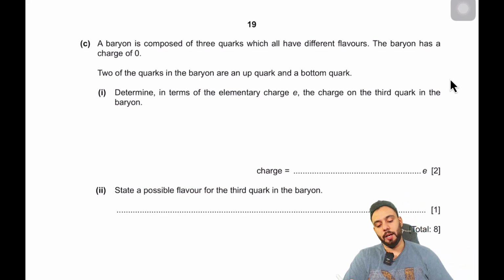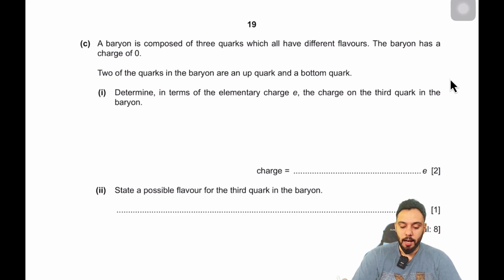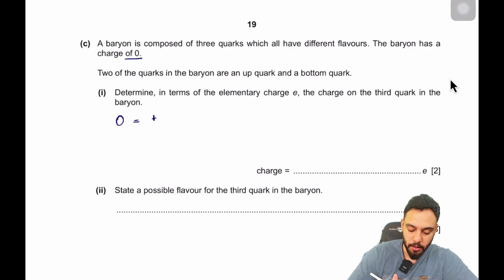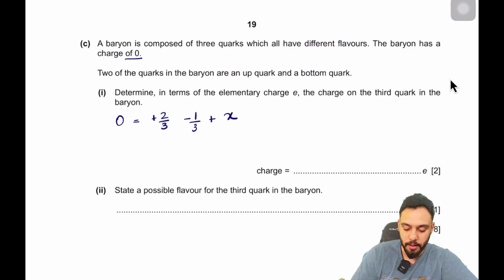A baryon is comprised of three quarks which all have different flavors. The baryon has a charge of 0. Two of the quarks in the baryons are an up quark and a bottom quark. Determine in terms of elementary charge the charge on the third quark in the baryon. Okay. So the baryon has an up quark and a bottom quark. So the final charge is going to be 0. The up quark is 2/3. The bottom quark is -1/3. There's going to be another quark x, and that eventually end up being 0.